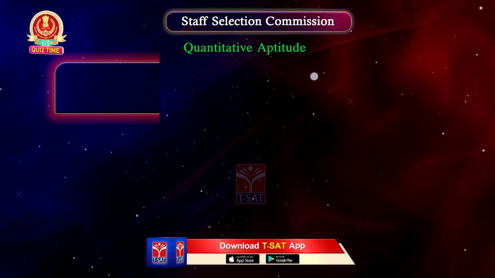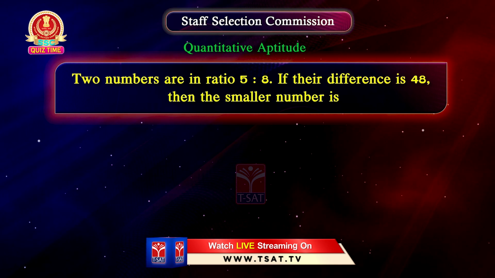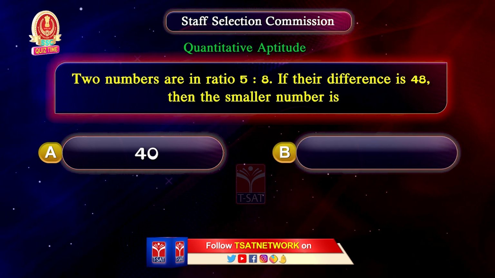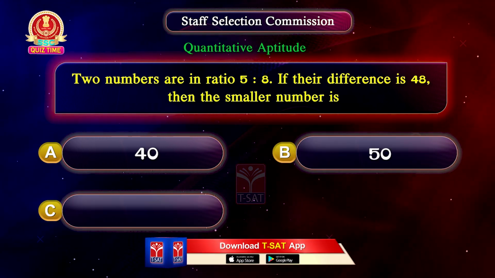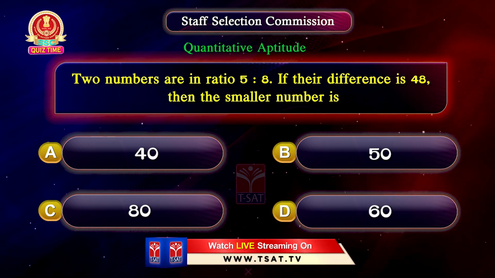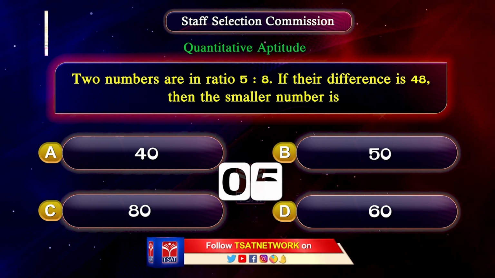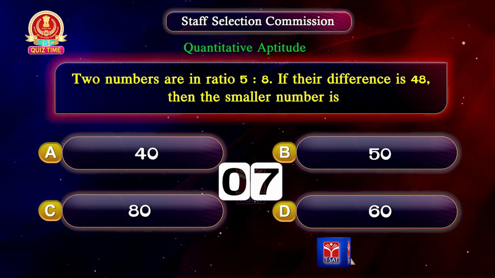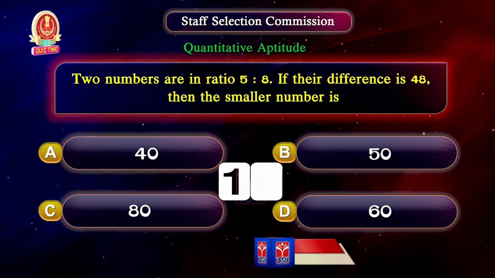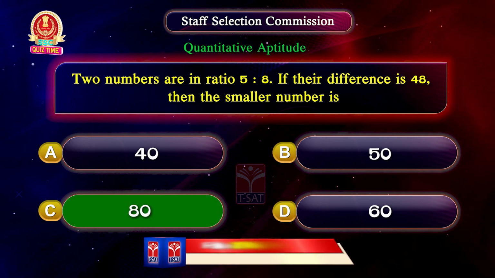Next question. Two numbers are in the ratio 5:8. If their difference is 48, then the smaller number is: option A, 40; option B, 50; option C, 80; option D, 60. Your time starts now. The correct answer is option C, 80.